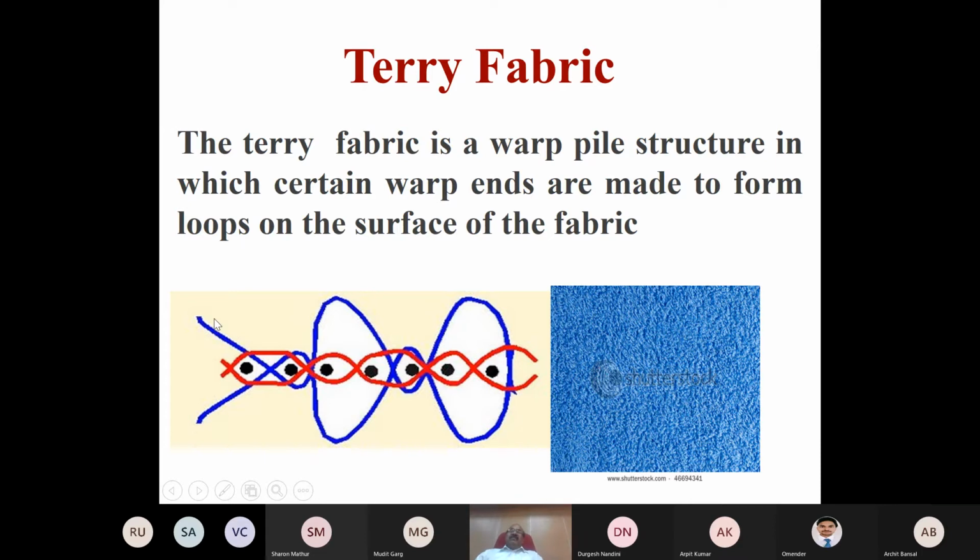The only difference between the two is that the ground, that is the red color warp, remains under high tension during weaving, so it remains straight. Whereas these pile threads, which are blue color here, are maintained at a very low tension during weaving, and a mechanism is fitted to the weaving machine to create this kind of loop formation. We will see how this loop formation takes place during weaving.